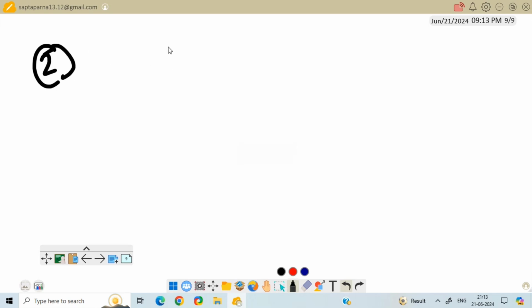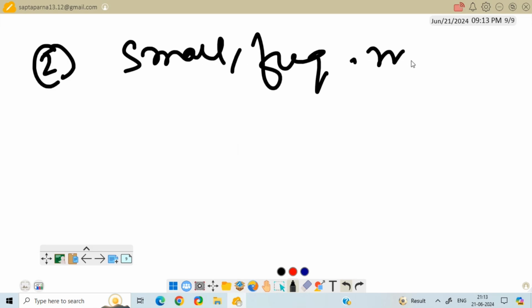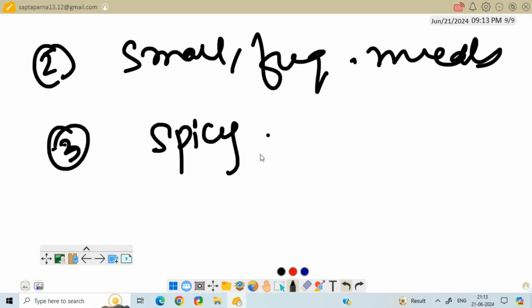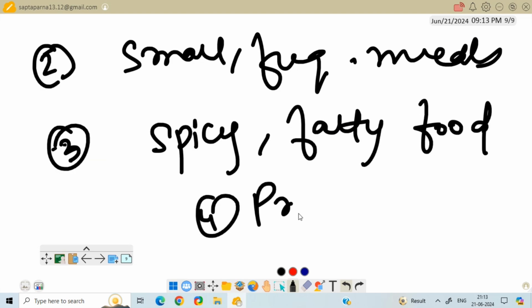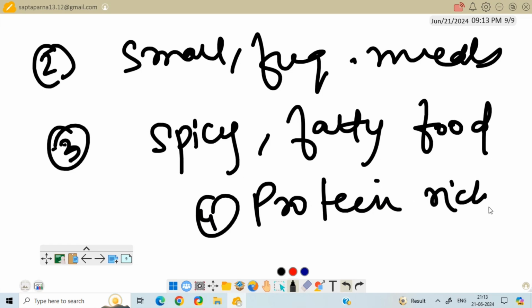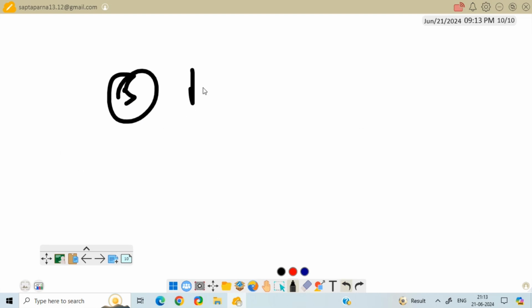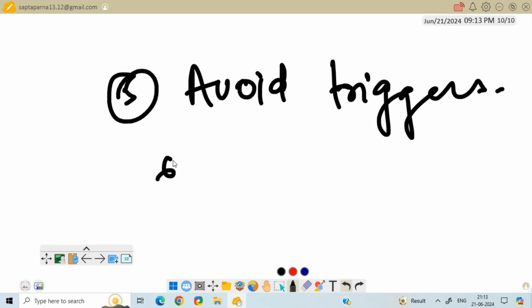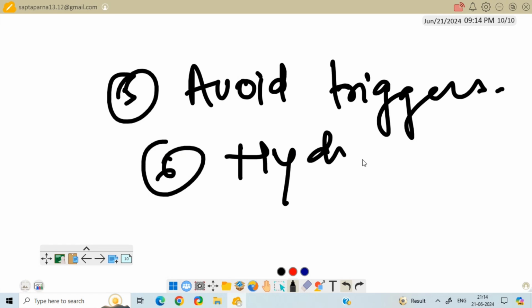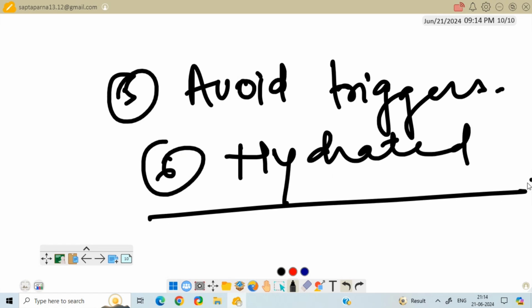Next, what are the other advices you can give? The other advices you can give are to have small frequent meals, avoid spicy fatty foods, okay, have protein rich non-fatty foods, okay. Next, avoid triggers that stimulate vomiting in her, okay, and she also has to be hydrated throughout the day. So these are the simple measures you will tell her.